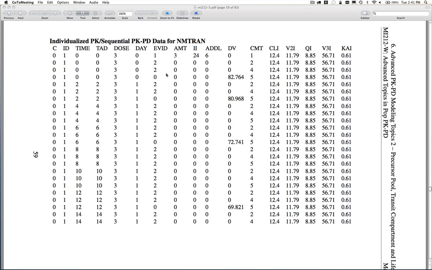And so again, I guess just to clarify, if we were going to do an MDV, we'd have an MDV equal to 1 for each of the EVID2s, as well as the EVID1. We'd have MDV zeros for the actual observations.